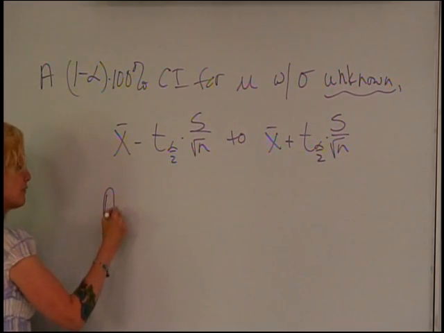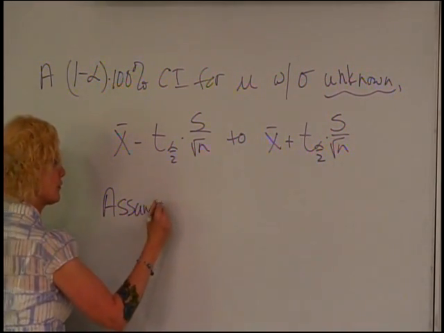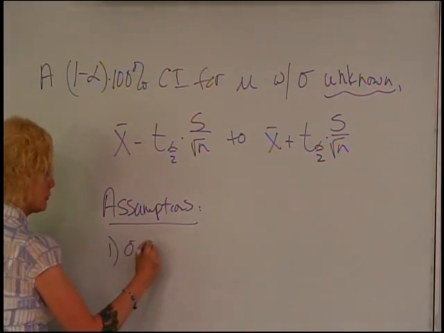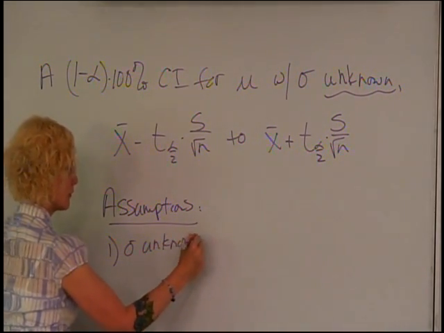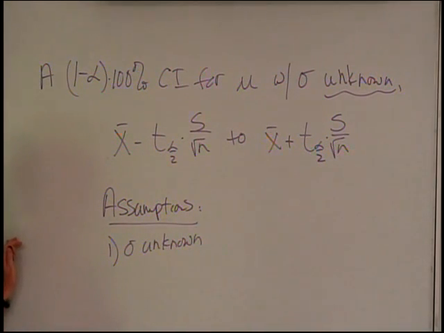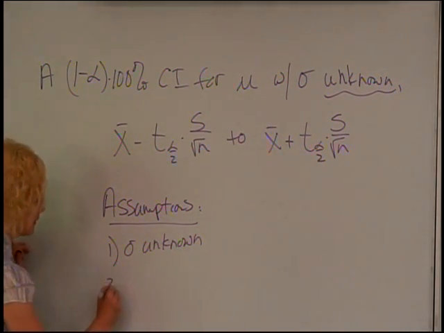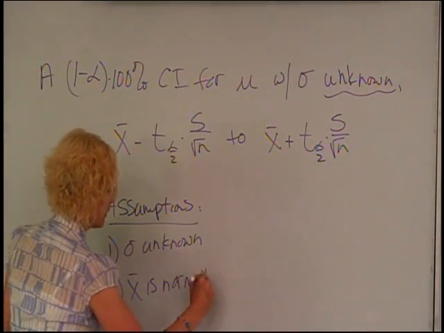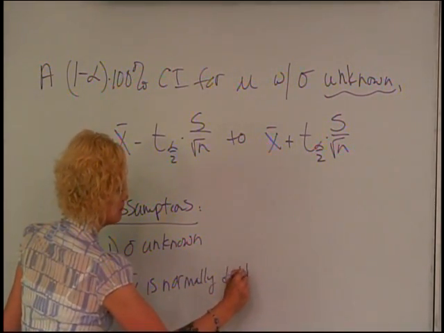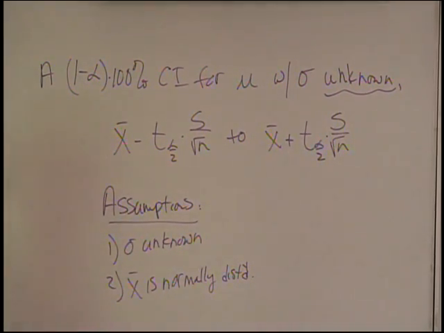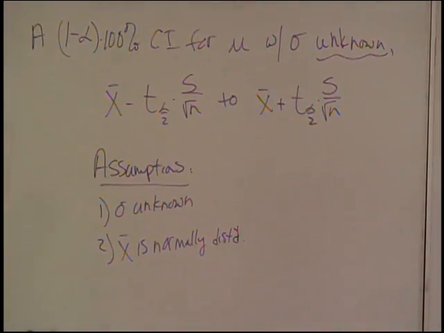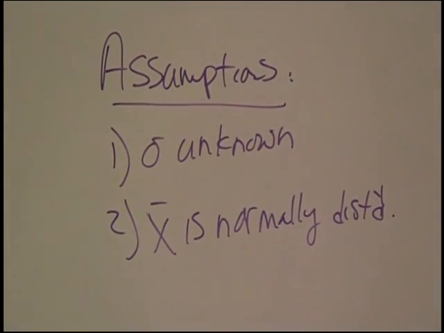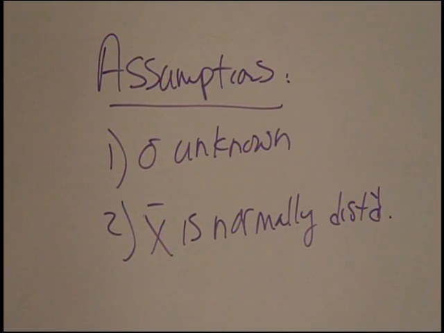And again, the assumptions or criteria for this procedure are that sigma is unknown, and of course you can get s from your sample data. The other is that X bar is normally distributed. The T procedure is really, really reliant on X bar being normally distributed. So that's really important for any T procedure, okay?